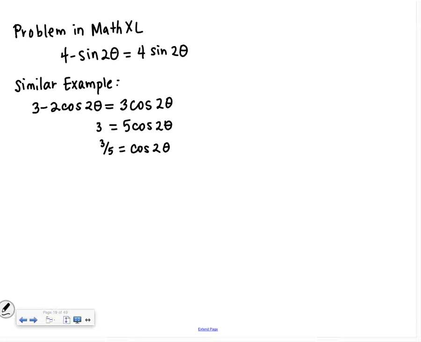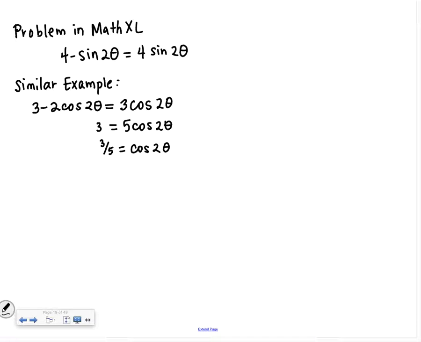As I taught you in the notes, whenever you have something that says 2 theta, you should double the interval that you're on. Since I said 0 to 360, we would actually find solutions on 0 to 720. But the problem with an example like this and the problem in your MathXL is that 3/5, or 4/5 or whatever, is not a unit circle value. A unit circle value would be something like root 2 over 2, square root of 3 over 2, 1/2, 0. So 3/5 isn't that.